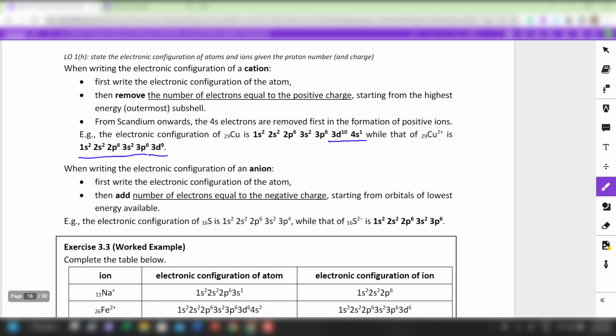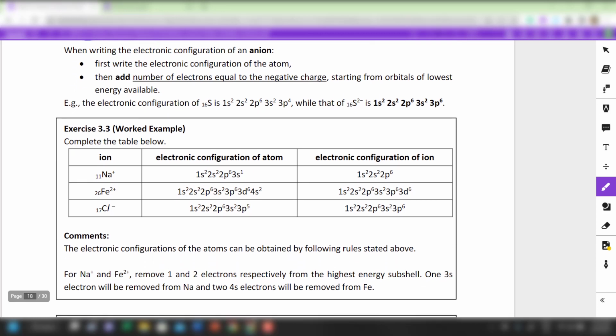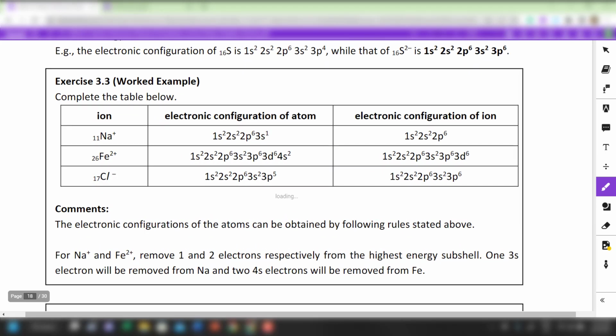Okay, so for exercise 3.3 as a worked example, for unipositively charged sodium, the electronic configuration for the atom is 1s2, 2s2, 2p6, 3s1. If you remove electrons, you remove from 3s. Therefore the electronic configuration for sodium plus is 1s2, 2s2, 2p6. Essentially it has the neon electronic configuration.